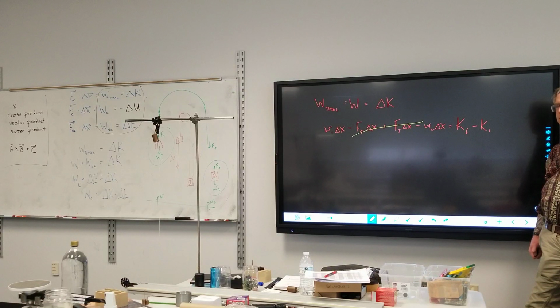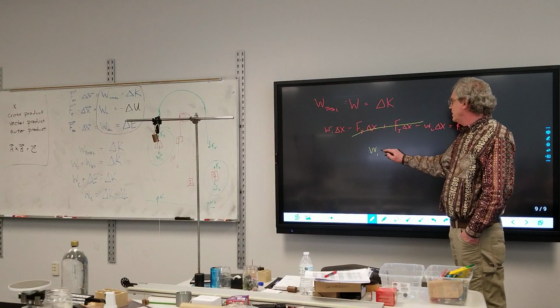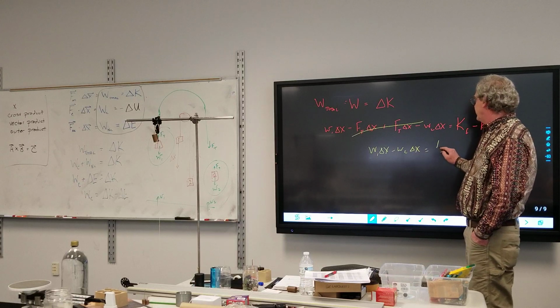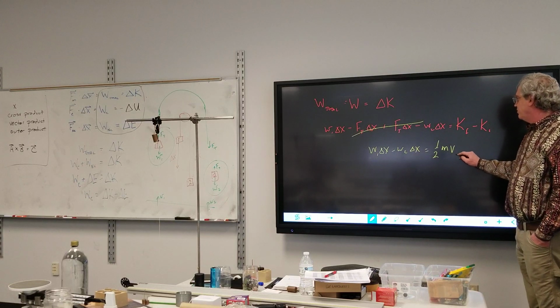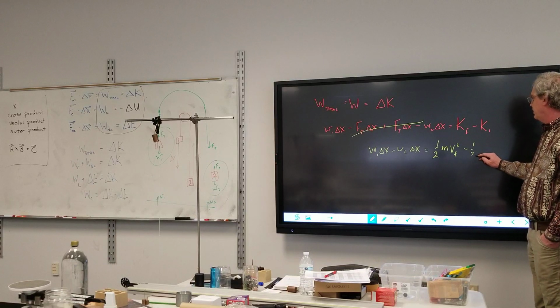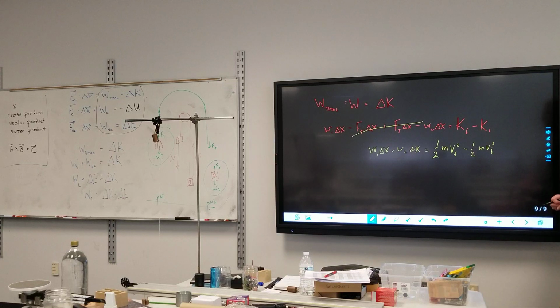Can you simplify that even more? Not really. I have weight 1 times delta x minus weight 2 times delta x is equal to 1/2 m v final squared minus 1/2 m v initial squared. Is that more simplified? Yeah.